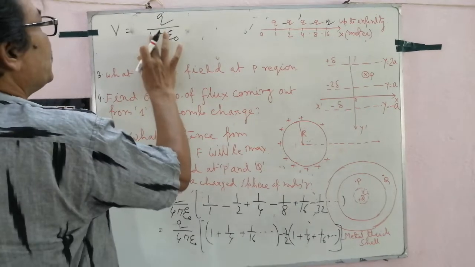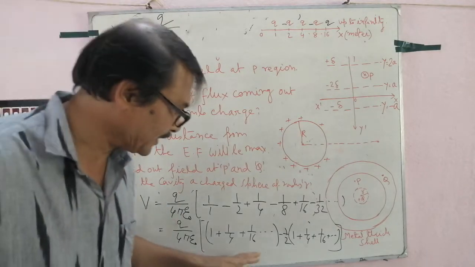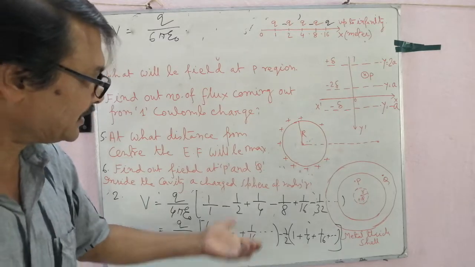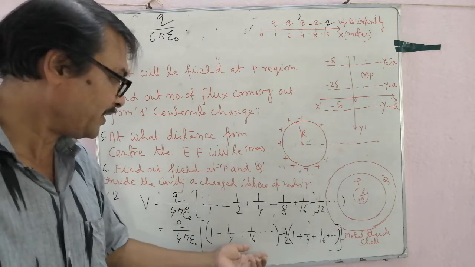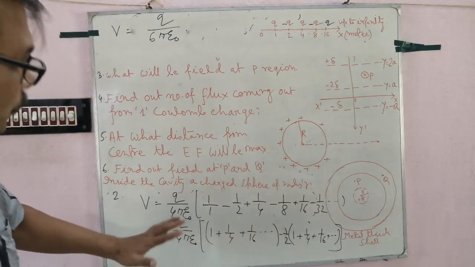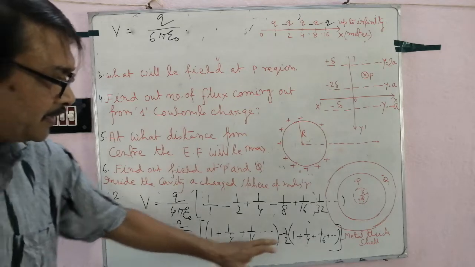Sorry, 6q by 6 pi epsilon naught. No need to calculate it further. In a similar way, you can calculate this. If I calculate it again, it is time loss. Okay, follow. You can easily reach the answer. This series and this series.